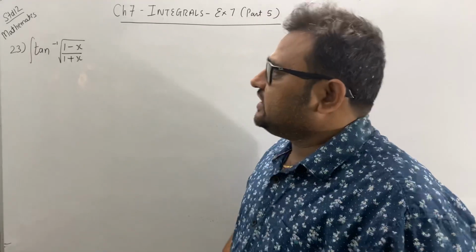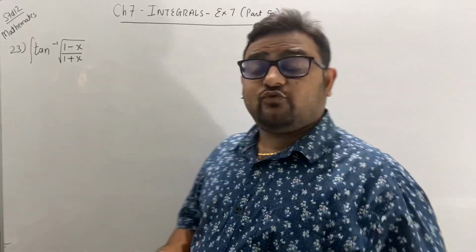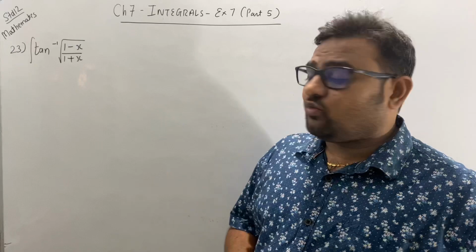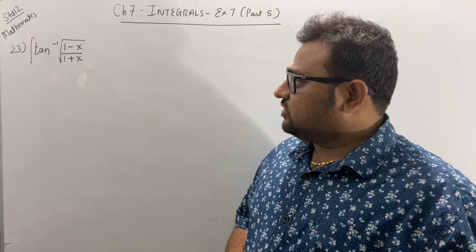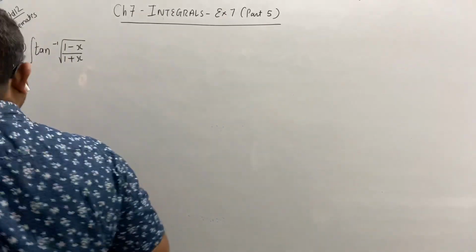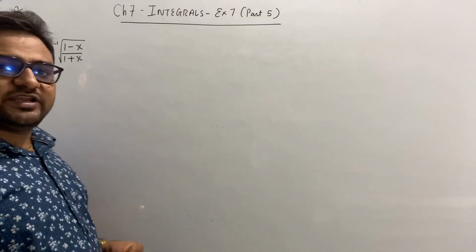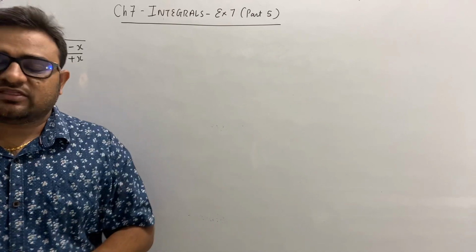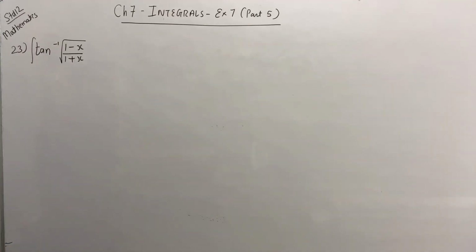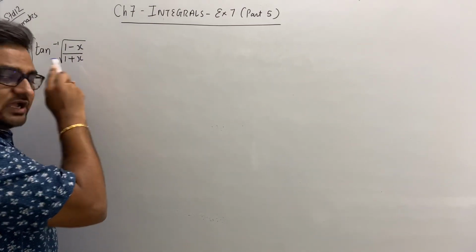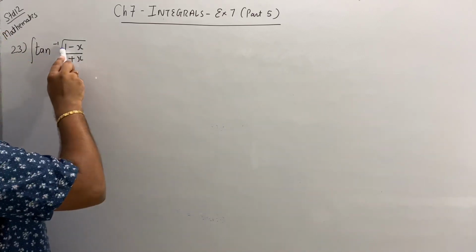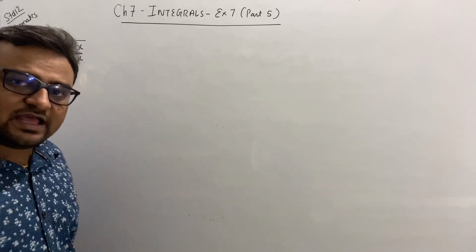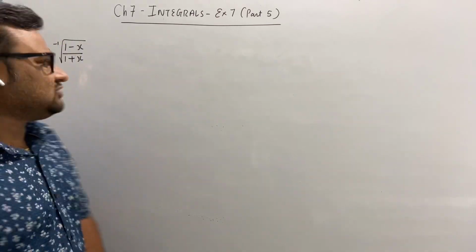Question 23 is integration of tan inverse square root of 1 minus x upon 1 plus x. See, here you can assume x as cos theta or cos 2 theta. The formula 1 minus cos 2 theta upon 1 plus cos 2 theta is tan square theta. And if you take 1 minus cos theta upon 1 plus cos theta, then it will be tan square theta by 2.